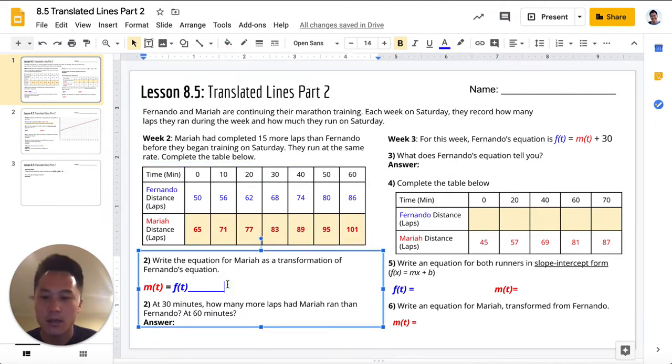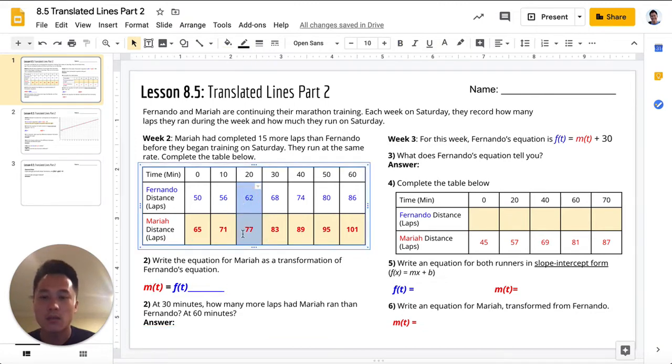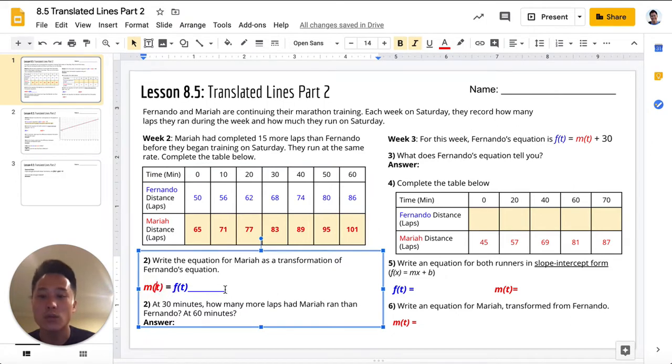Okay, next, write the equation for Mariah as a transformation of Fernando's equation. So the way that I want to think about this is Mariah's number of laps, that's m of t, is always equal to Fernando's number of laps at a given time, but what? How do I have to change Fernando's data so that it equals Mariah's data? Well, I know that at any given time, Mariah's number of laps is always 15 more than whatever Fernando's is. So I can say that Mariah's function is equal to Fernando's function, but it's always 15 more than that. So adding 15 to his number.